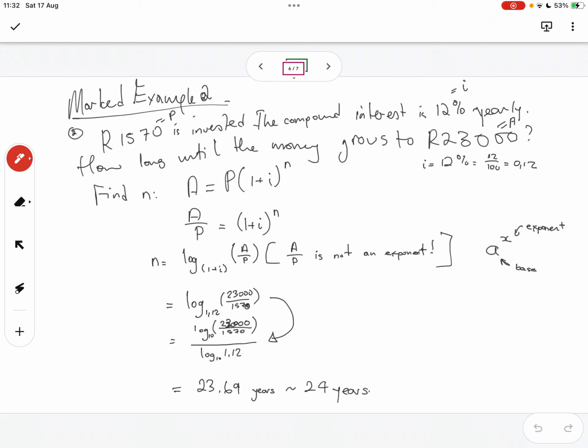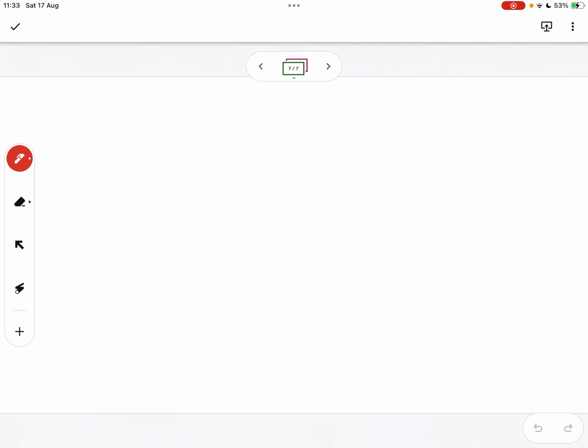So again, this problem is a 4 marks question. You will get 2 marks for the correct substitution, a mark for the identification of the log, which is at this part here, and a mark for rounding off to the nearest year.